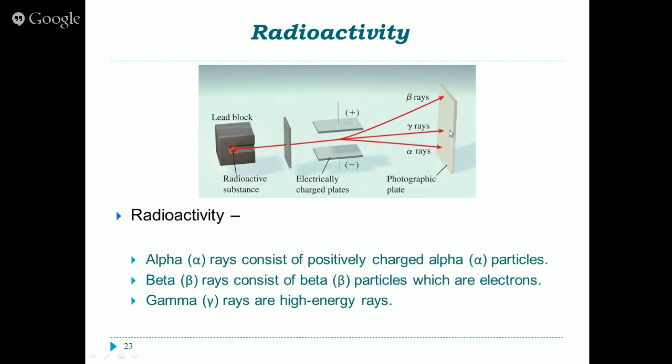Gamma rays go straight through, meaning they have no charge, so they are not affected by any type of electrical field. These are high energy waves, very, very short wavelength. The last particle here is what is called a beta ray, and this we see is deflected much larger because it is much smaller, and we see it is attracted to the positively charged plate. Therefore, the beta ray must be negatively charged itself.